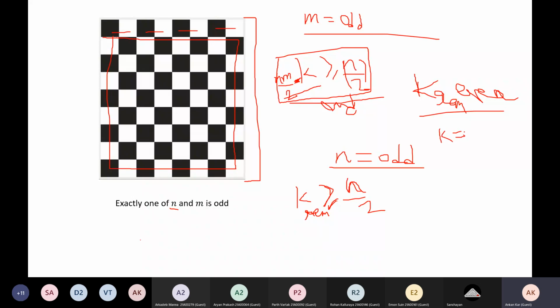So what will we be getting? The remaining k will be even, and at least vertical. K will be even in this case. K will be even. You get it, right?